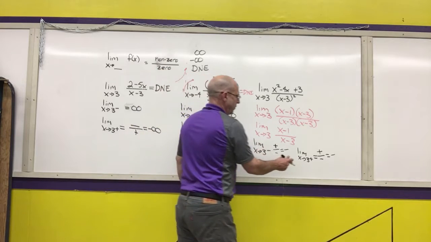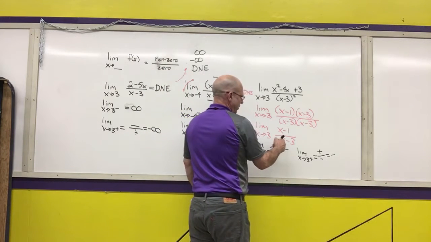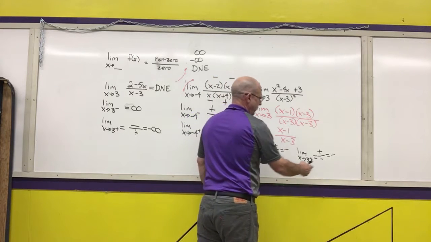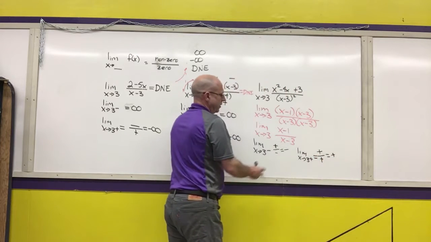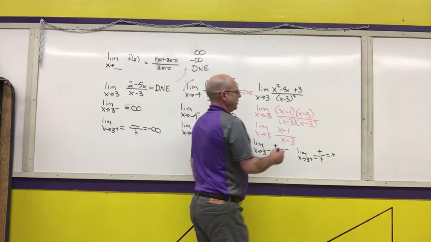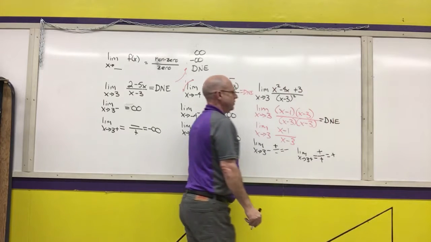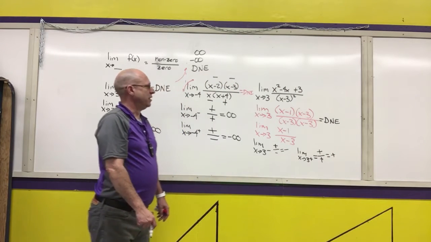So this one, let's try this again. If I approach from here, that would be 2 minus 3. If I approach from here, that would be 4 minus 3, which is a positive. Negative infinity, positive infinity. So overall, my limit, again, does not exist.